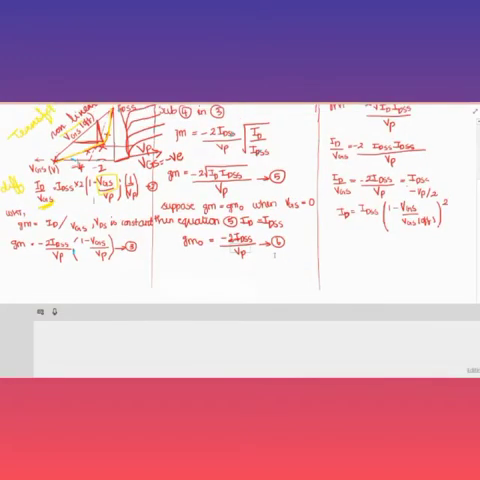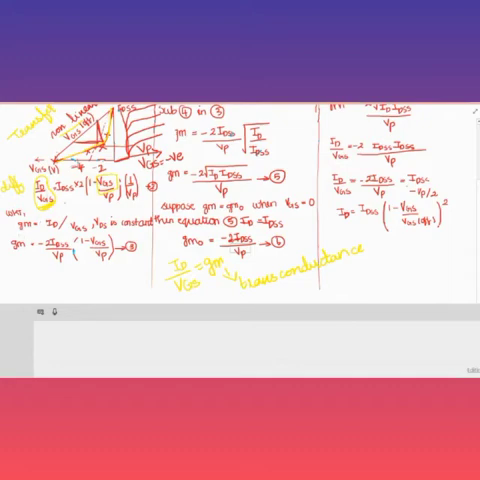Fine. I hope everybody knows this dID by dVGS. This term dID by dVGS is nothing but your gm. gm means transconductance, that is your drain current change by the voltage between gate and source. This is called gm. So I'm just converting this dID by dVGS into gm.